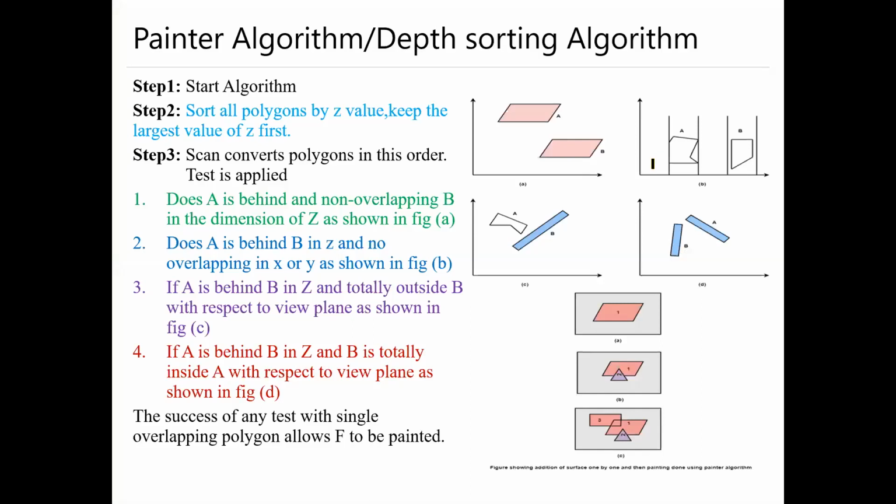And here is the algorithm. We start by sorting all polygons by their Z value, keeping the largest Z value first. That means the distant objects come first, and later we move to the closest objects. Step 3, we scan convert the polygons and check all four conditions. If any condition is a success, then the test with the single overlapping polygon allows it to be painted, and the polygon will be painted according to the condition. So here we complete the lecture.